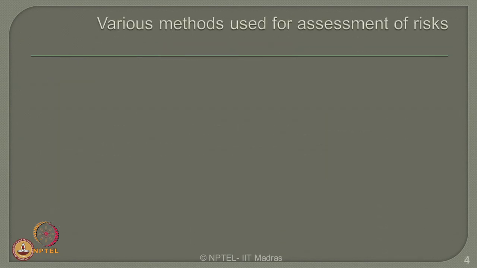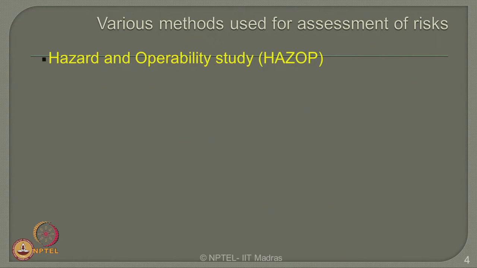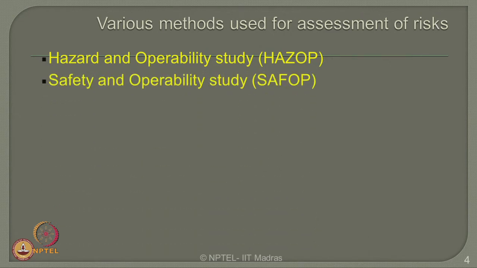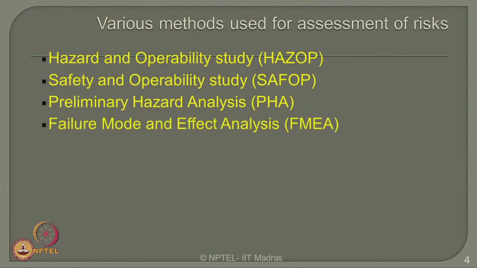There are various methods that are used for risk assessment in oil and gas industries: hazard and operability study, which we call HAZOP study, which we discussed in detail in the first module with good examples. Safety and operability study, which is SAFOP, an extension of HAZOP study, which can be applied to focus on operational safety. Preliminary hazard analysis, which is PHA, also a part of hazard identification and evaluation, which we did in a couple of examples in the last module. Failure mode effect analysis, which we discussed in detail with two case studies in newly developed design FMEA for offshore deep water production platforms.